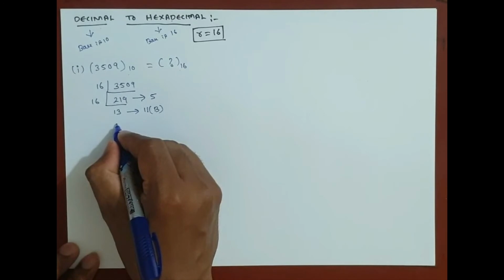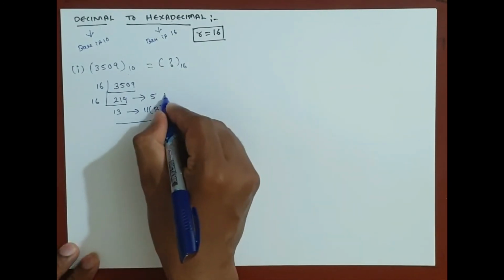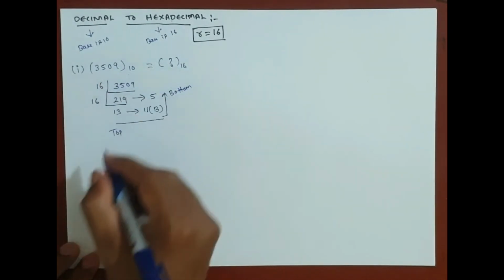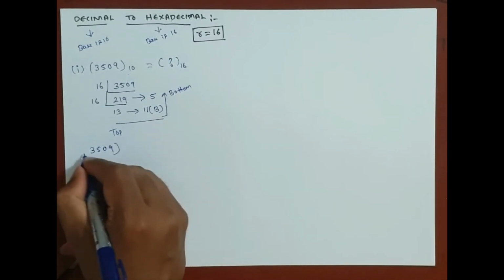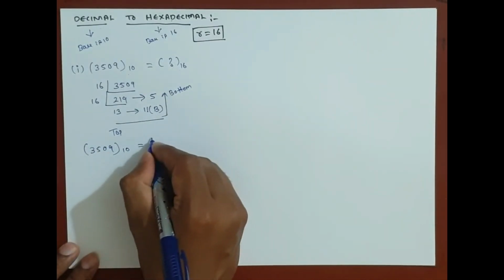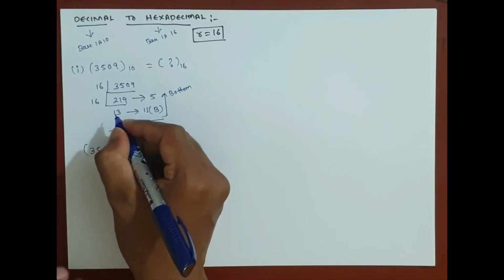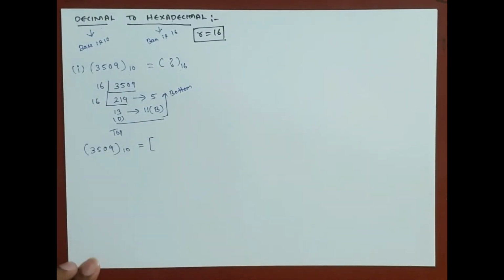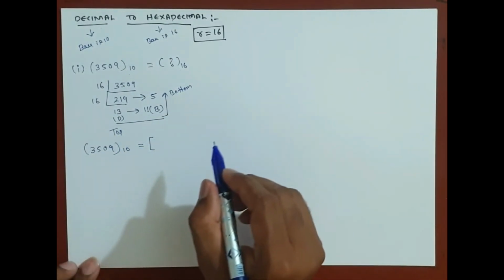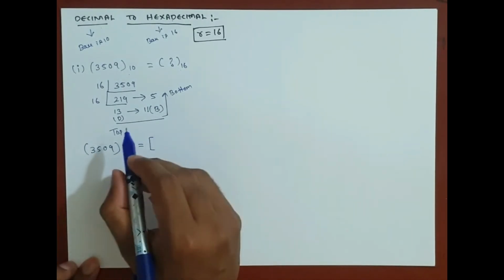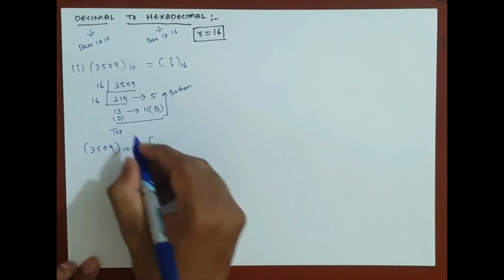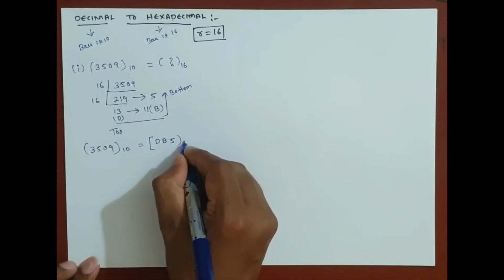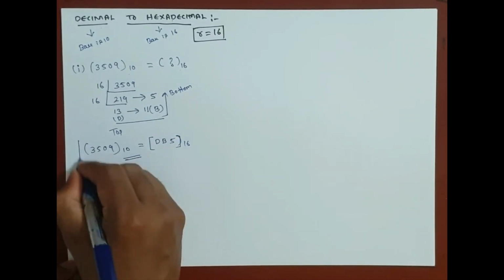So now we have to read the result from top to bottom. It means 3509 to the base of 10 can be written as 13, which means what? D here, because we can't use 10, 11, 12, 13, 14, 15. We have to assign 10 as A, 11 as B, 12 as C and 13 as D and so on. So the result will be DB5 in hexadecimal. This is the final answer.